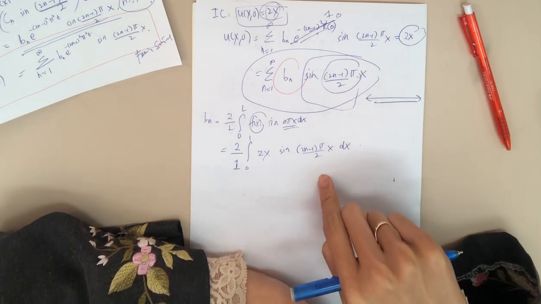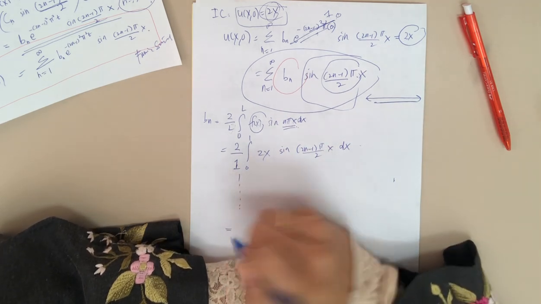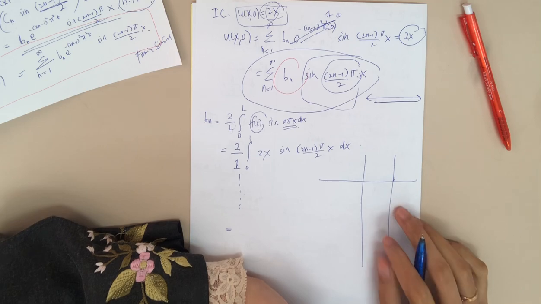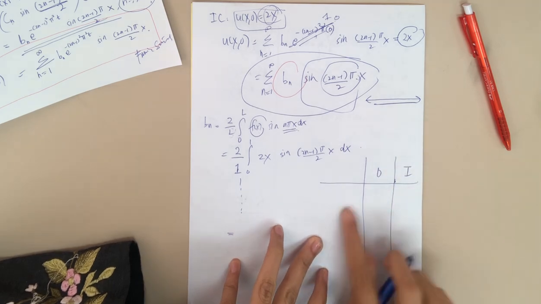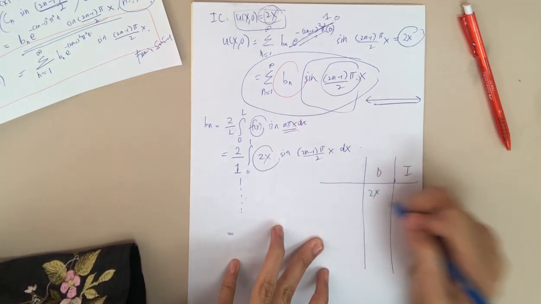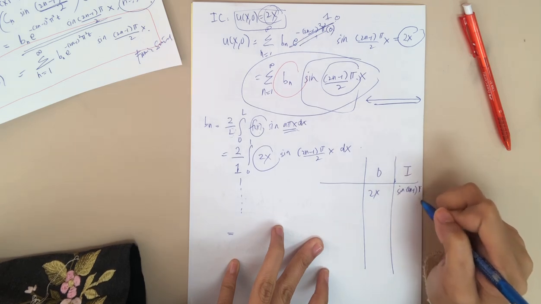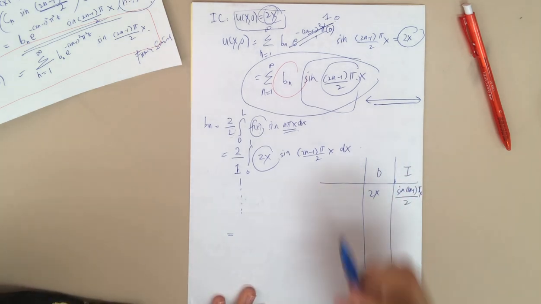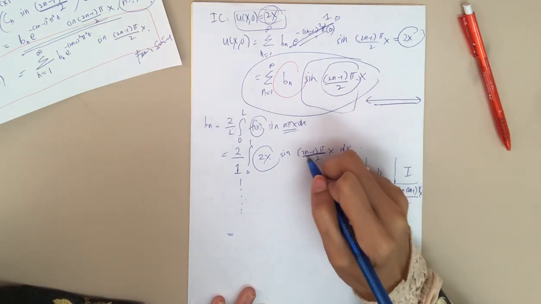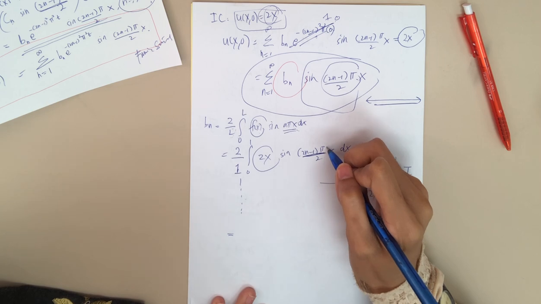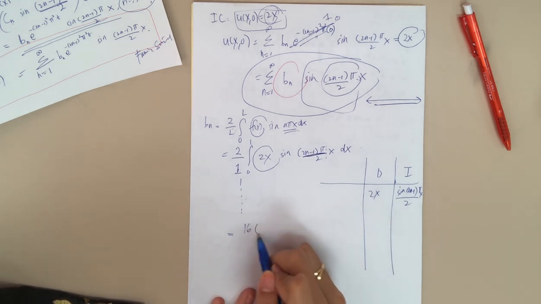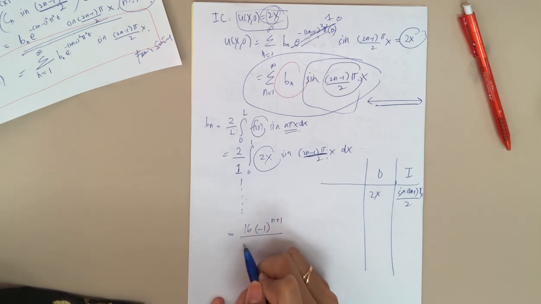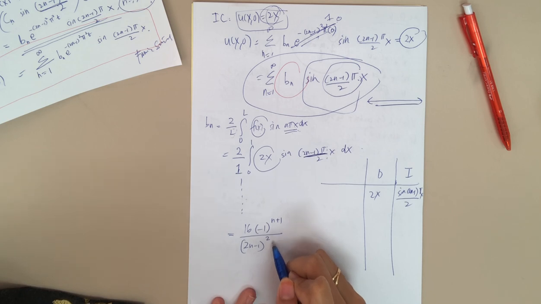Okay class, I don't want to show this one. My voice is already gone. So what you need to do is use the tabular method: 2x and then sine (2n minus 1) pi over 2 x. Make sure the division symbol here is only up till here, because if you extend it, it will mean something else. So you solve it by yourself. The final answer you should get is 16 (negative 1)^(n plus 1) over (2n minus 1) squared pi squared.